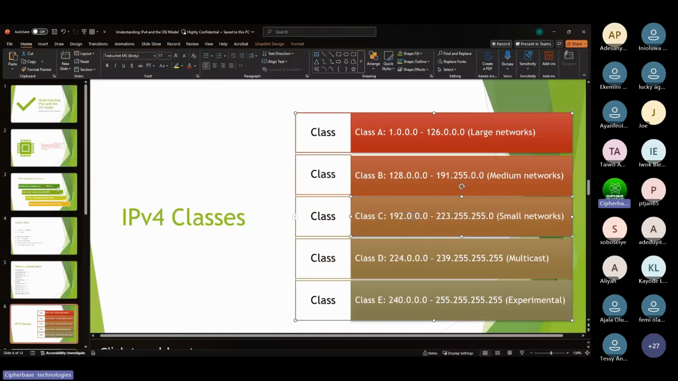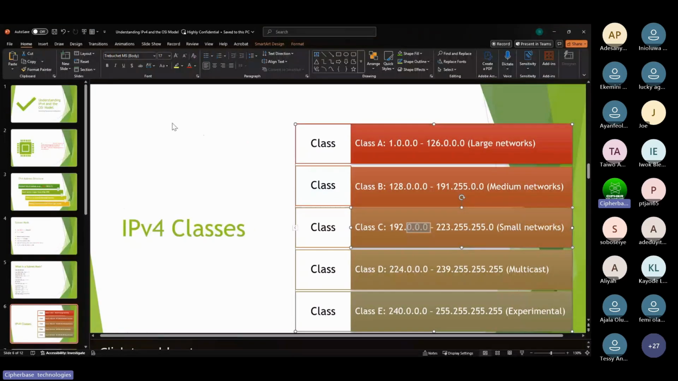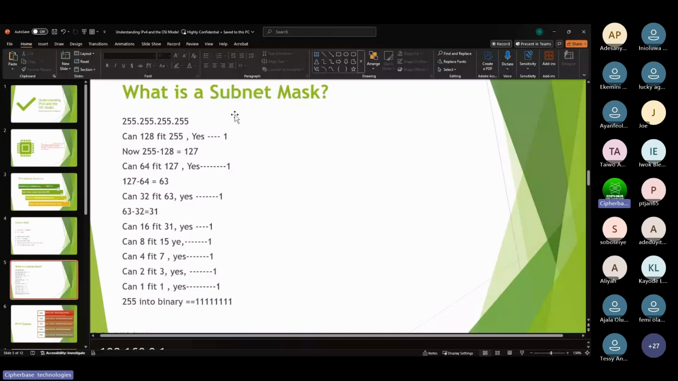Let me put it in this way. Let's pretend a town wants to split its homes into neighborhoods. I know Lagos very well, so let me use it. In your town, where you are now, they want to split it into neighborhoods. The subnet mask tells us which part of the address is the neighborhood and which part is the house number.